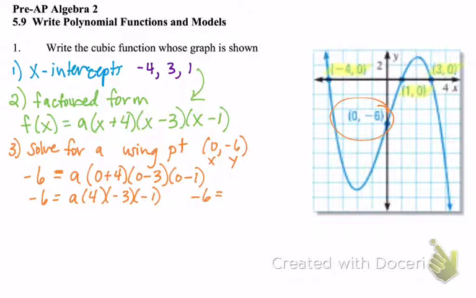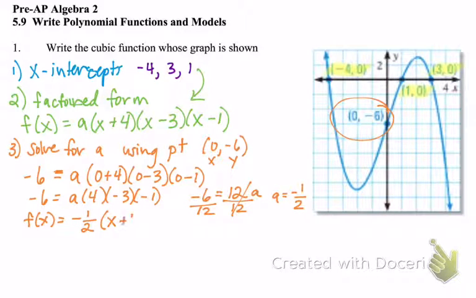So -6 equals, 4 times -3 times -1 is 4 times +3, 12a. Divide each side by 12. So a equals -1/2. Then I rewrite it as f of x equals -1/2 times x plus 4, x minus 3, x minus 1. And this would be my pretty answer if I said write it in factored form.